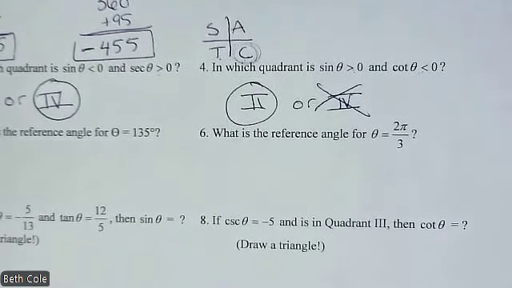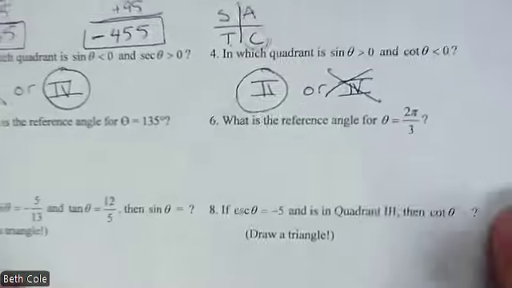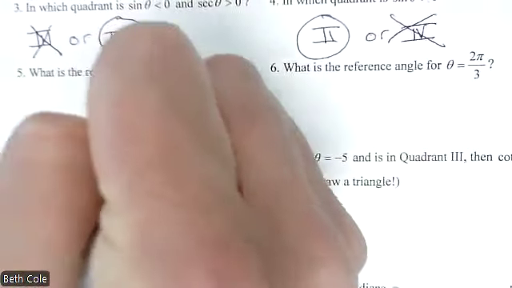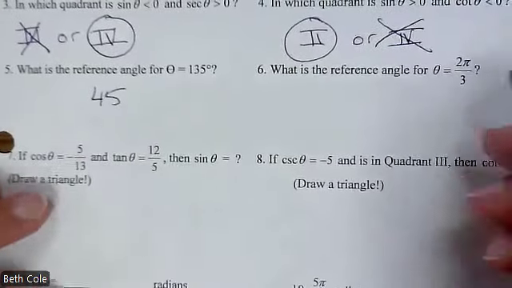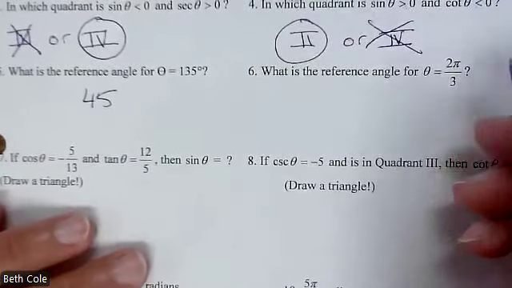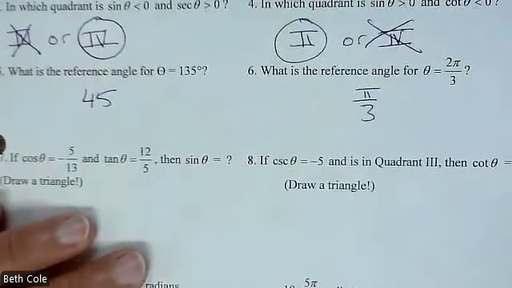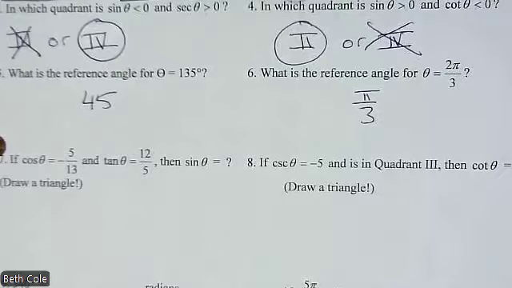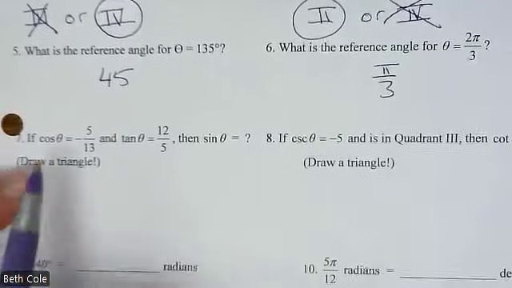Reference angles are either going to be 30, 45, or 60, or in radians, pi over 4, pi over 6, or pi over 3. So looking at this one, what do you think? 40. It ends with a 5. It's got to be 45. Radians are even easier. The denominator just matches. I think reference angle is the easiest question on there. That's an easy one.